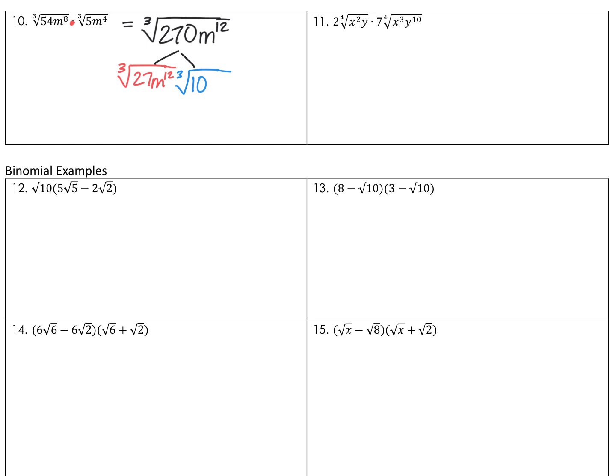Let's evaluate it now. Your cube root of 27 is 3. And then you do the 12 divided by the 3. m to the 4th. Questions on that? This cube root of 10 stays. There were no numbers out in front, so you should be done.